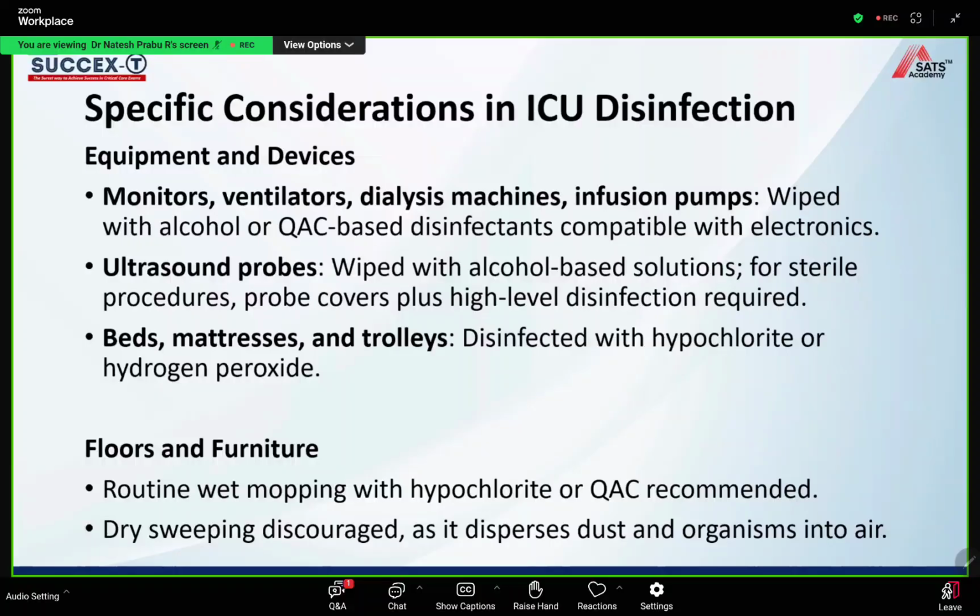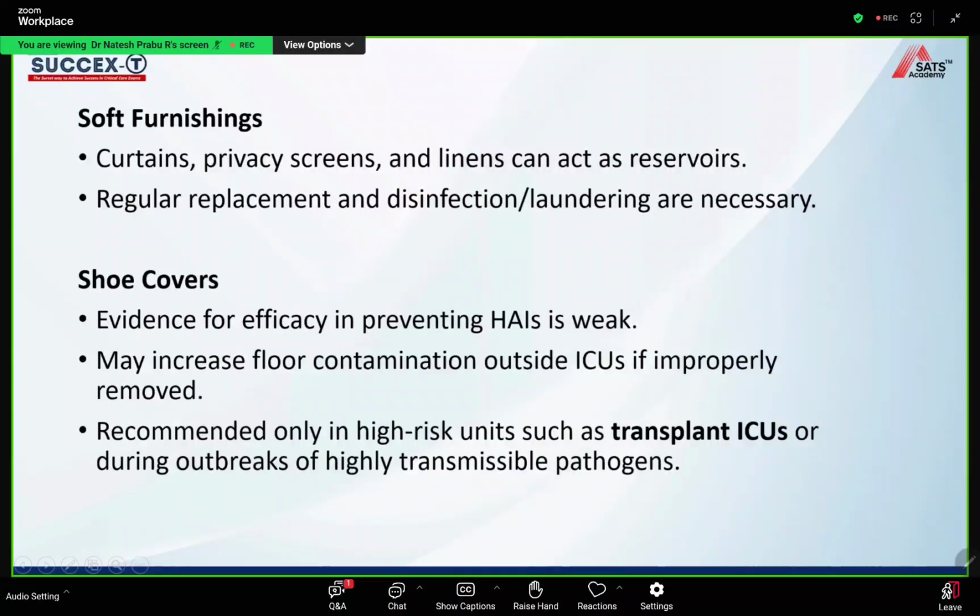Coming on to floors and furniture, we use routine wet mopping, usually with hypochlorite, but dry sweeping is usually discouraged as it disperses dust and organisms into the air. Soft furnishings have to be disinfected.